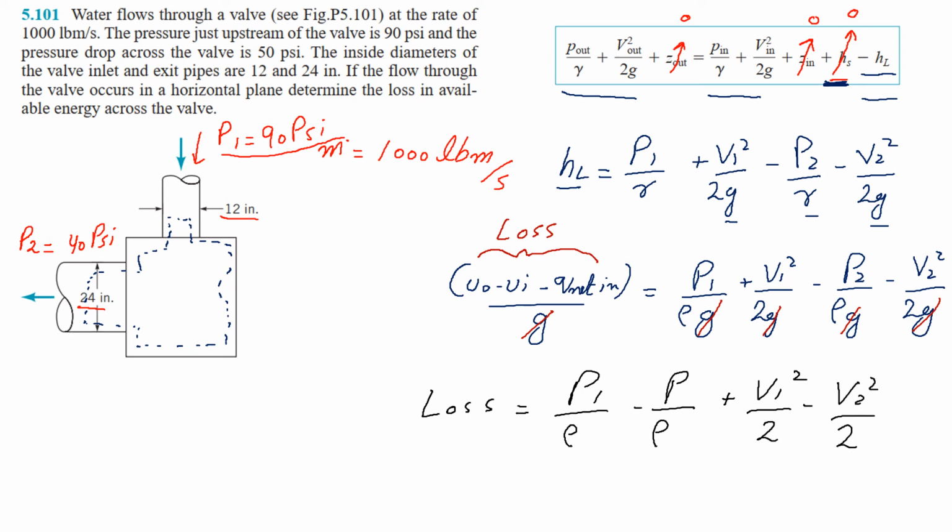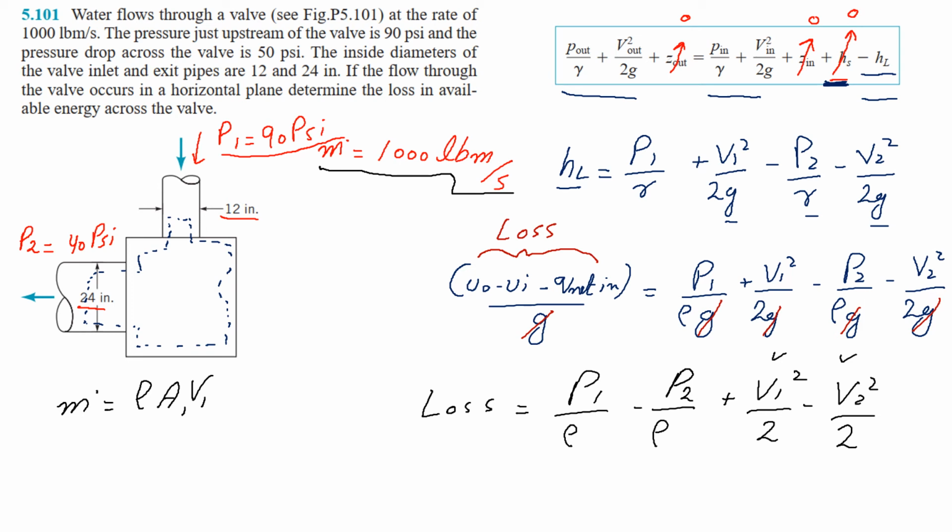So this is my final equation, and now I'm going to find the values that I'm missing. What I'm missing in this equation is the value of V1 and V2, and I can find that value with the help of the mass flow rate. Since m dot is equal to rho A V, for velocity V1 I am going to put V1 A1. I can find the area at inlet.